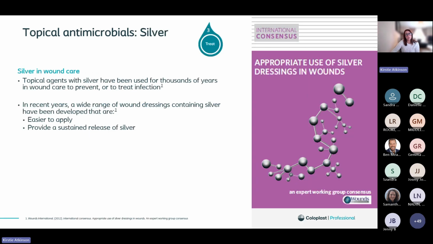What we'll do over the next couple of slides is focus on silver. And silver is a topical agent, and it's been used for thousands of years in wound care to prevent and treat infection. And recently, over the last 20 years, it's been developed into a variety of different wound dressings to make them easier to apply and provide that sustained release.